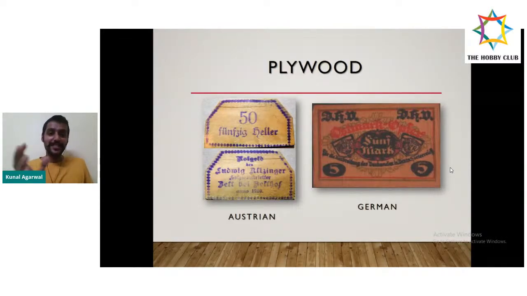Plywood again. So this is not limited just to Germany. This was German and this is Austrian plywood here. You can see the fancy shapes they made it into, so that it is more appealing and attractive for the people. But otherwise, the printing on it is very basic, because again, we have to remember this is emergency money, and also these are small denominations. You can't spend so much value creating it. Like here it's given 50 heller.